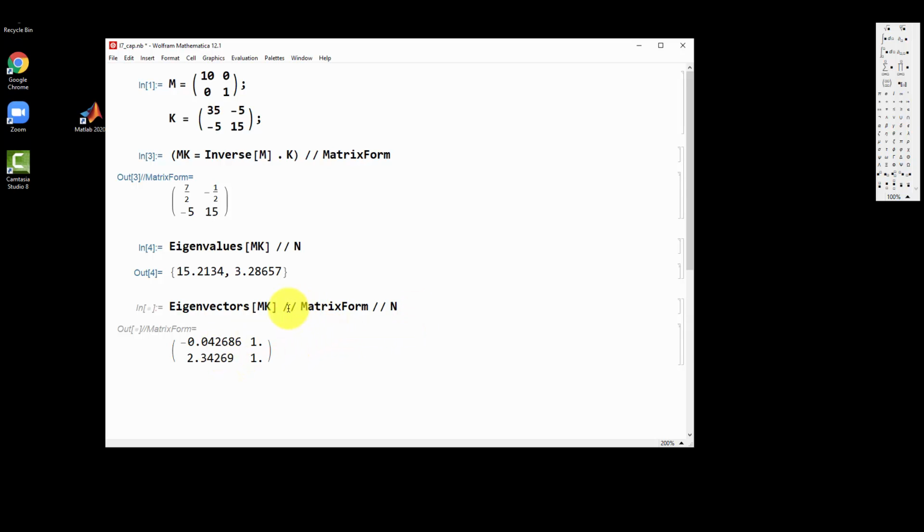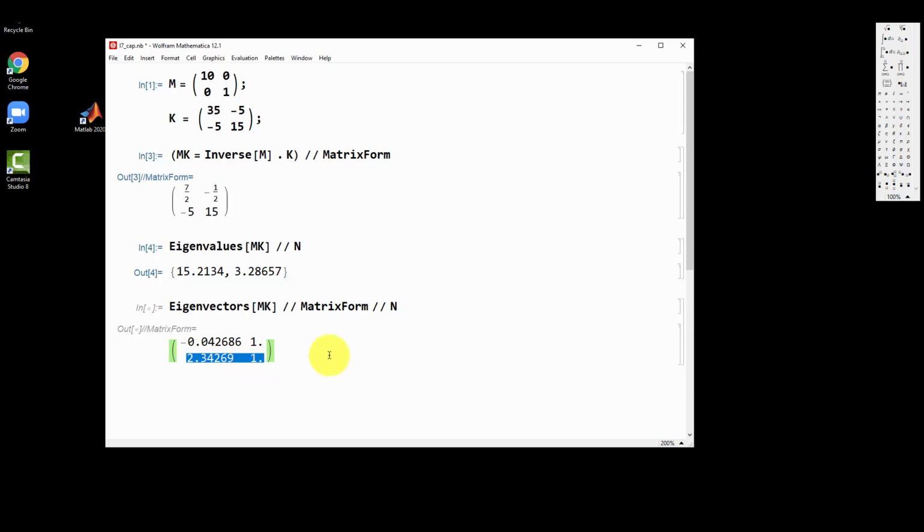And it comes out in a weird way compared to MATLAB. So this 15.2 eigenvalue is associated with this first row that comes out when we express it in matrix form. And this actually looks pretty much the same as what MATLAB had, because the value of the second part of it was 1. However, for the other eigenvalue, the 3.29, this is the eigenvector associated with it.